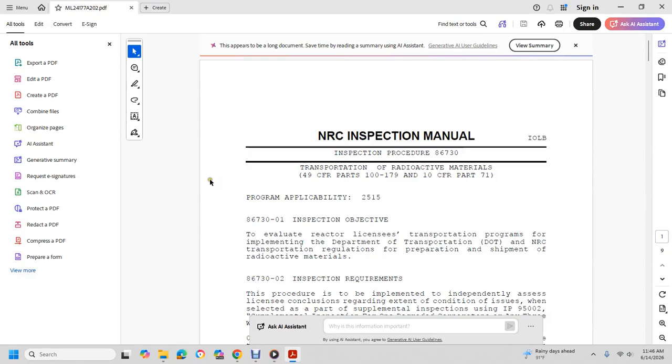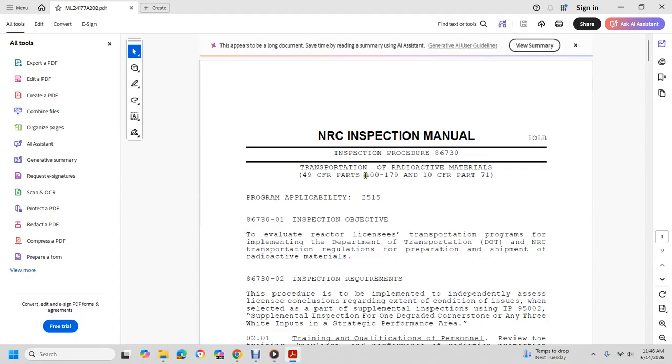Nuclear Regulatory Inspection Manual, Inspection Procedure 86730, Transportation of Radioactive Materials, Title 49 CFR Parts 100 through 179 and Title 10 CFR Part 71. Program Applicability 2515. Inspection Objective: evaluate reactor licensee transportation programs for implementation of the Department of Transportation and Nuclear Regulatory Commission transportation regulations.